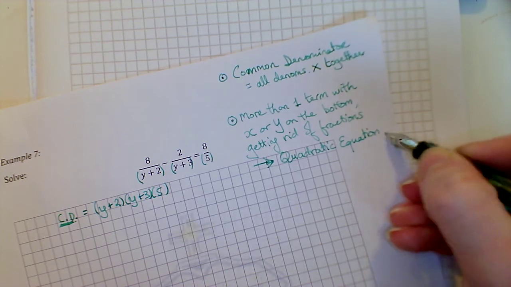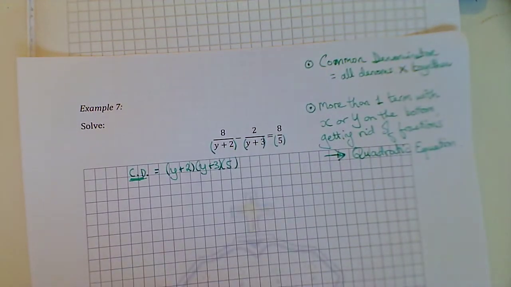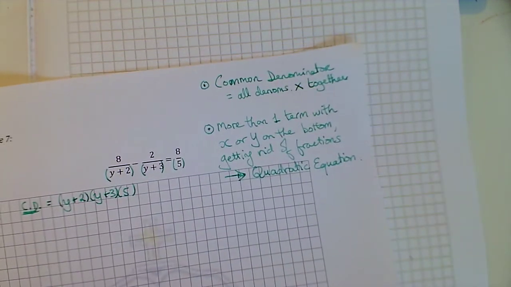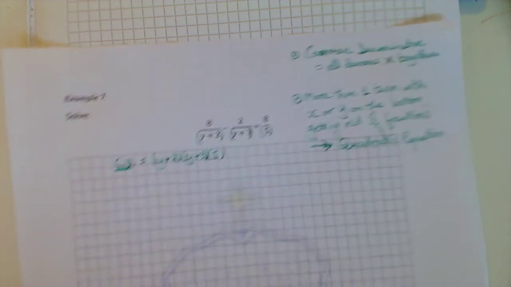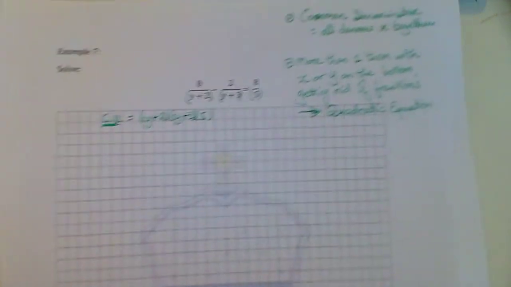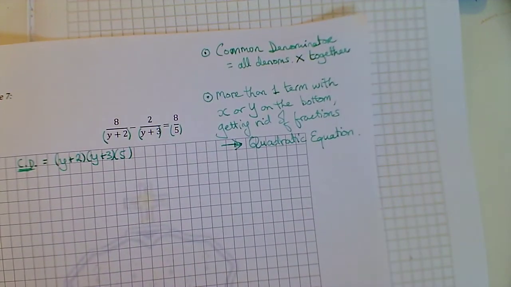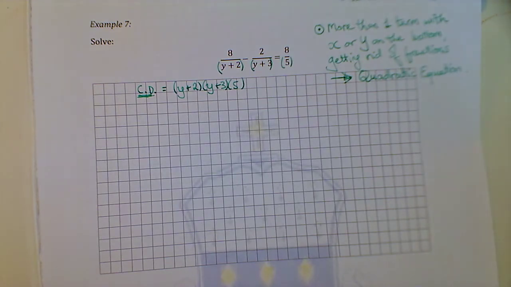So I did say before Christmas that we would be looking at equations where there was variables on the bottom. We hadn't really done much with these. Okay, the technique is the same as when we do quadratic equations with numbers on the bottom. We multiply every term by our common denominator. So let's take a look at what that looks like.